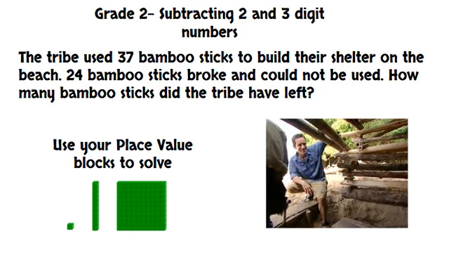So here is our second grade problem. The tribe used 37 bamboo sticks to build their shelter on the beach. 24 bamboo sticks broke and could not be used. How many bamboo sticks did the tribe have left? Let's utilize those place value blocks. Here we won't be using our hundreds or our flat because we're only using 2-digit numbers, but you could use the same exact strategy when you are subtracting 3-digit numbers.